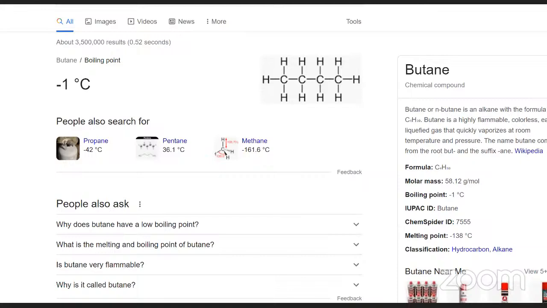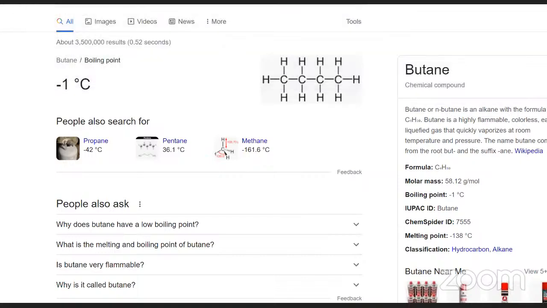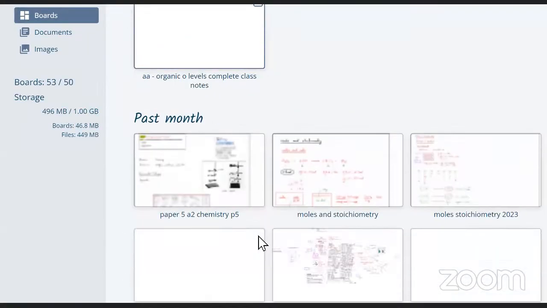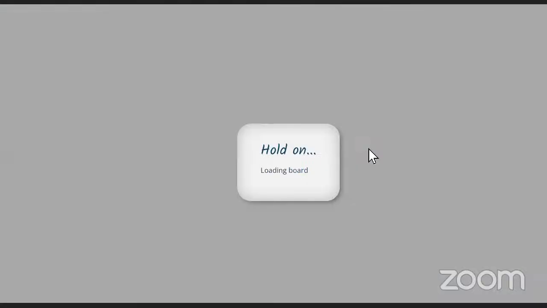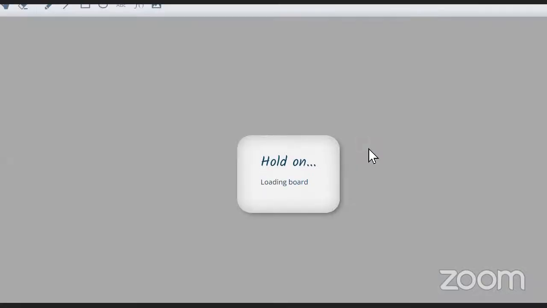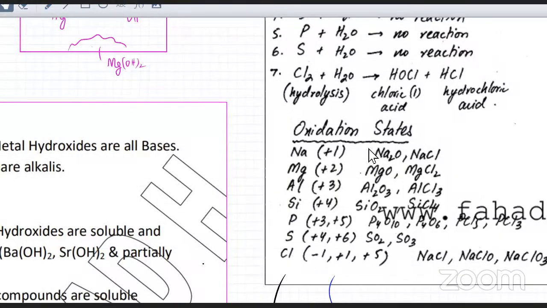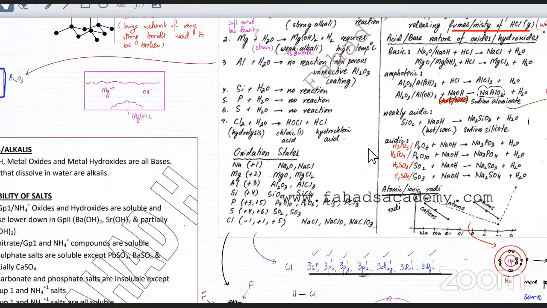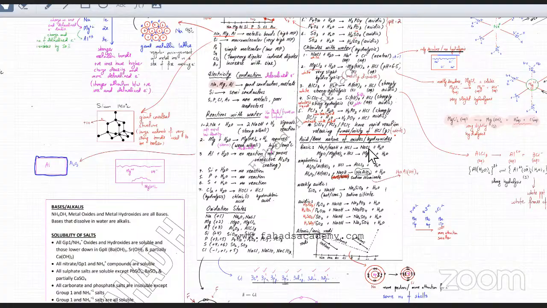Just 1 second. There's one with a detailed explanation. I'll share those as well. I guess this one. Yes, sir, share it to the group. Okay, I'm sharing it over here. So here are your detailed ones.